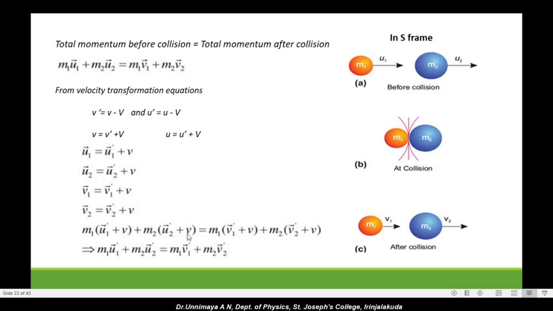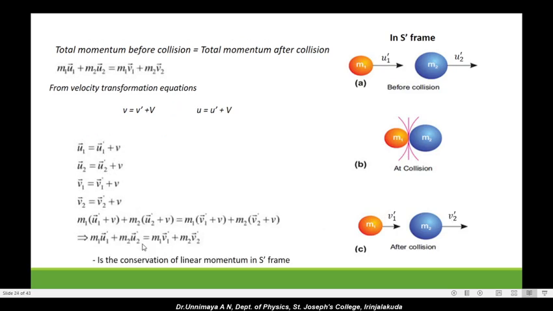Similarly, the m2 into v term will get cancelled with the m2 into v term. Then finally we will get m1 u1 prime plus m2 u2 prime is equal to m1 v1 prime plus m2 v2 prime. So this equation is the total momentum before collision equal to total momentum after collision in the case of the S prime frame.